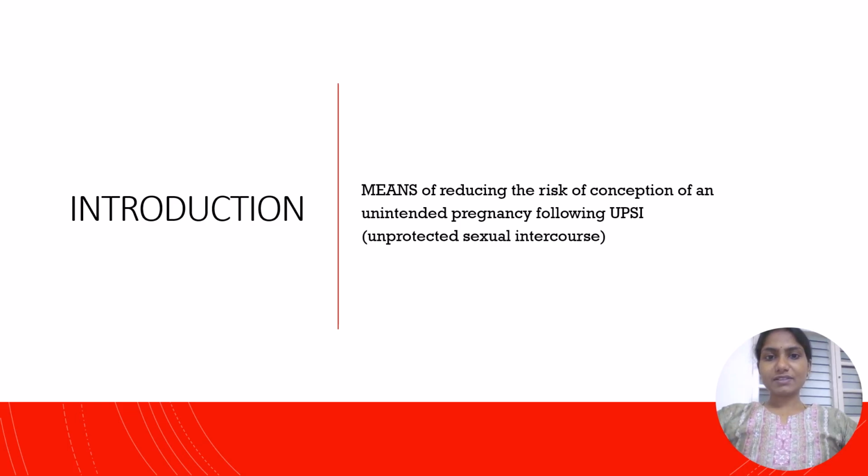So, emergency contraception is a means of reducing the risk of conception of an unintended pregnancy following unprotected sexual intercourse. So, it is called UPSI, that is unprotected sexual intercourse. So, whenever there is an unprotected sexual intercourse, what method can be used or what drug to prescribe to reduce the risk of pregnancy, in simpler terms, is called emergency contraception.